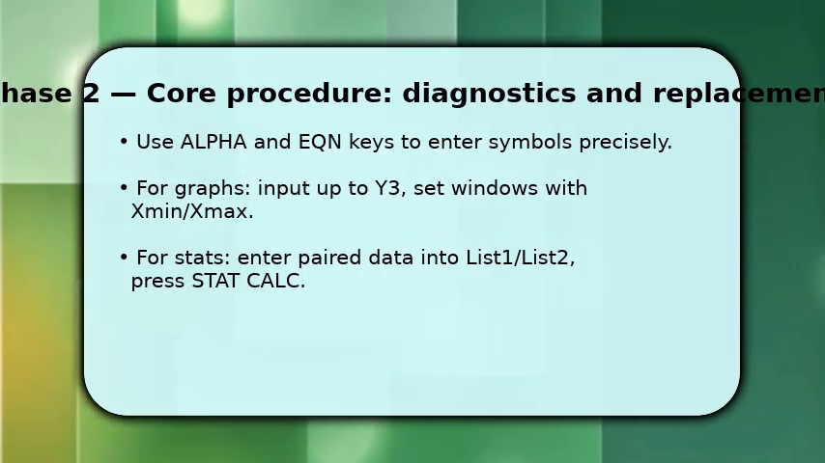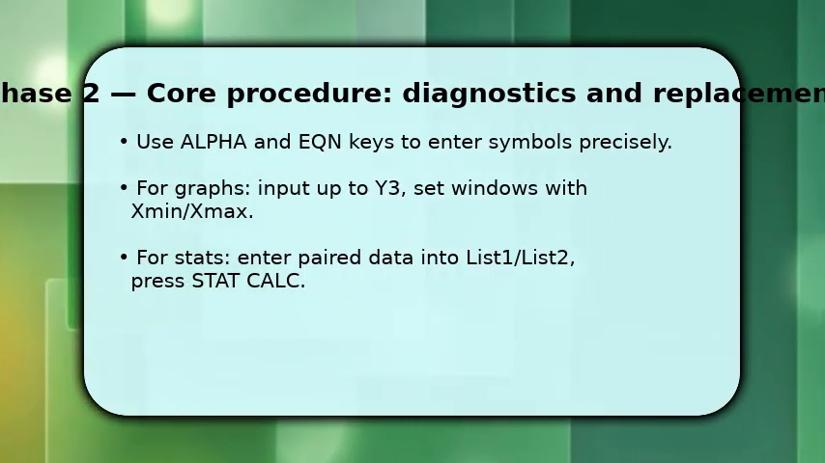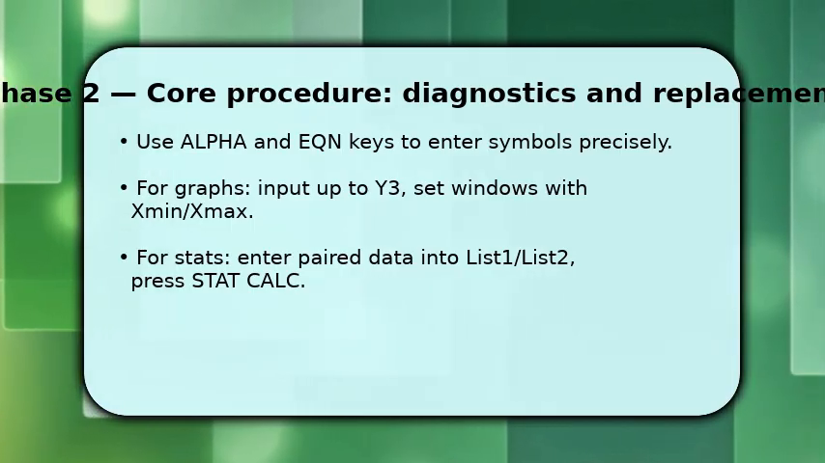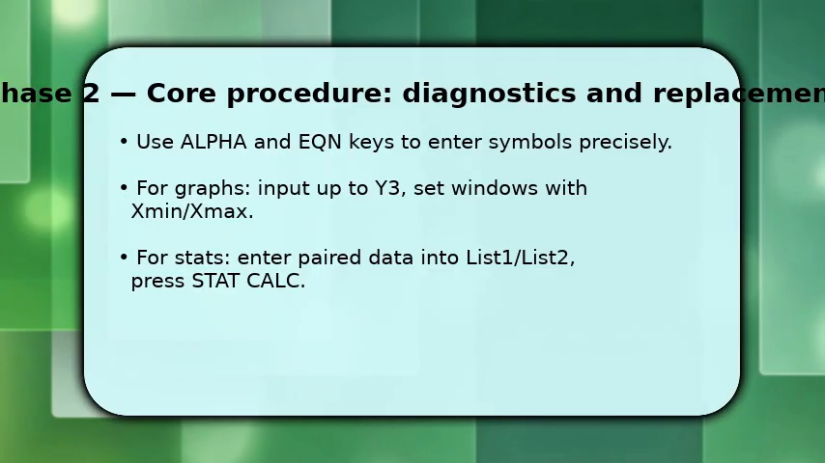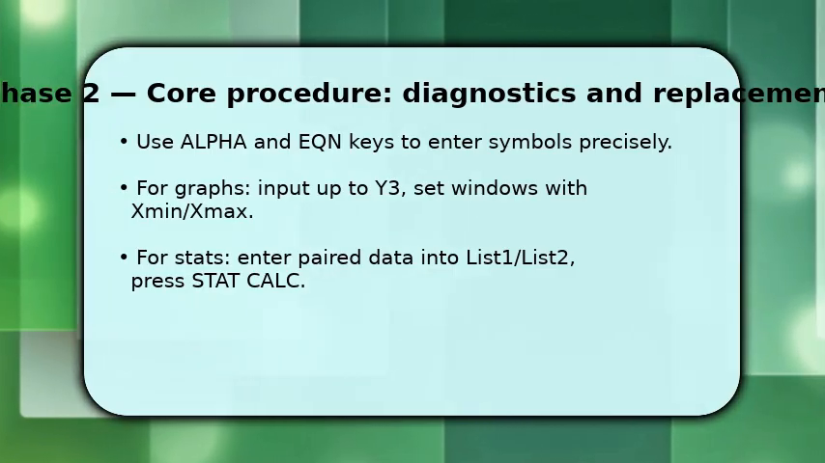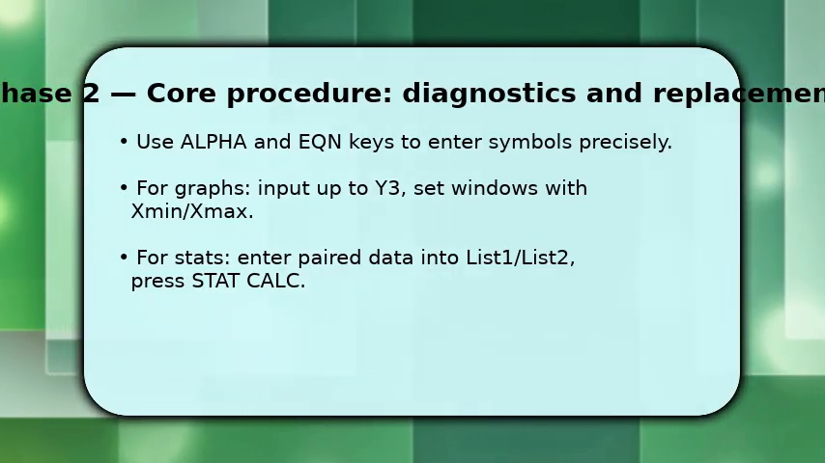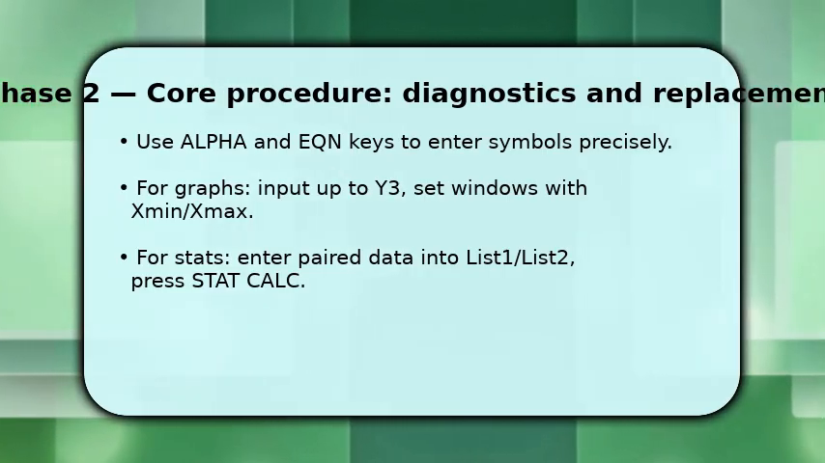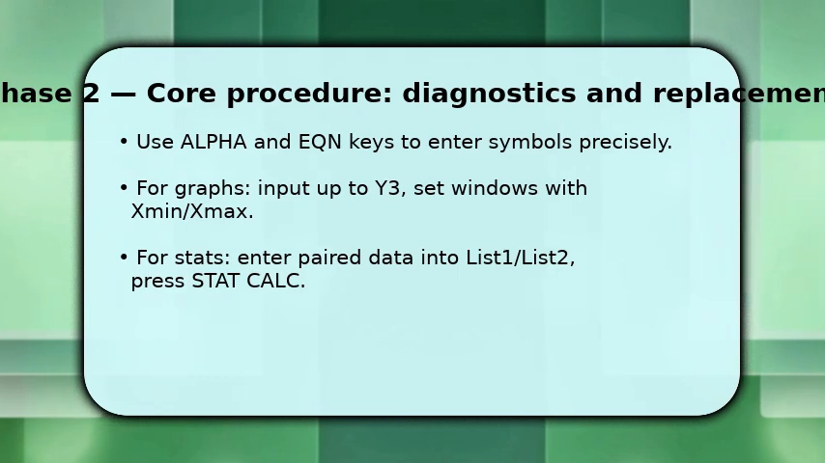This prevents blank screens. For statistics, enter values into List 1 and List 2, then press STAT, right arrow, CALC to choose regression or mean calculations. Once done, press Draw or Graph to visualize. Make sure to label axes mentally so you interpret output correctly. That's how you connect numeric results to meaning.